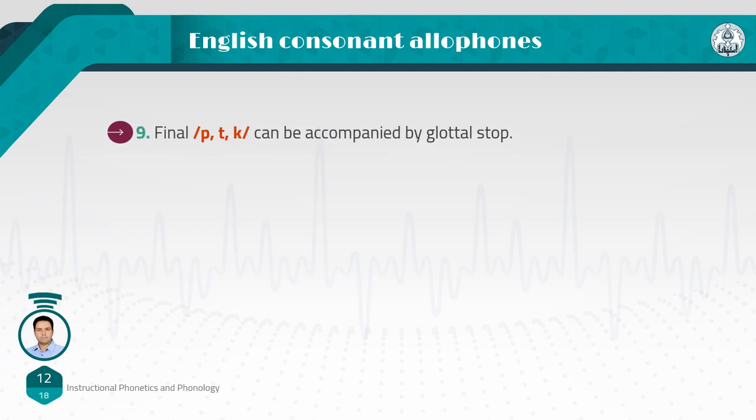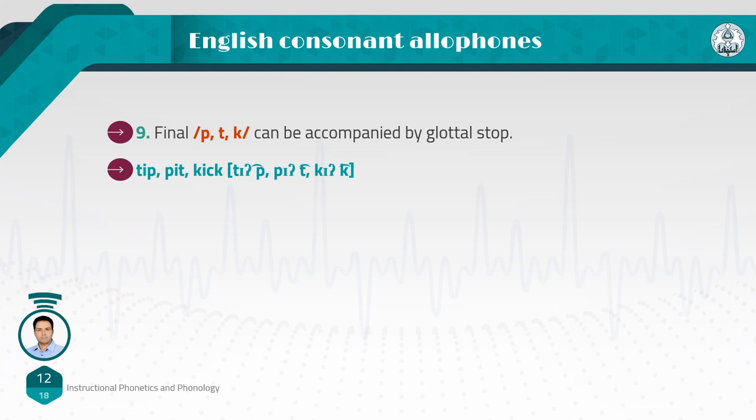Number 8. Final p, t, k can be accompanied by glottal stop. Examples: tip, pit, and kick. If I want to pronounce them with a glottal stop, I should say tip, pit, kick. So when we have these final p, t, and k, we can accompany them by a glottal stop.